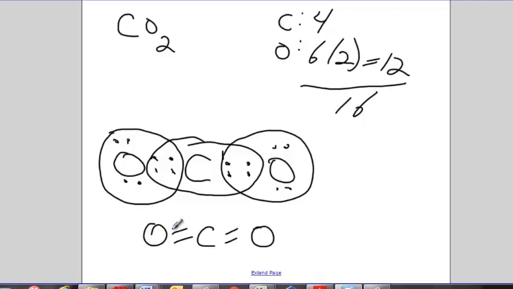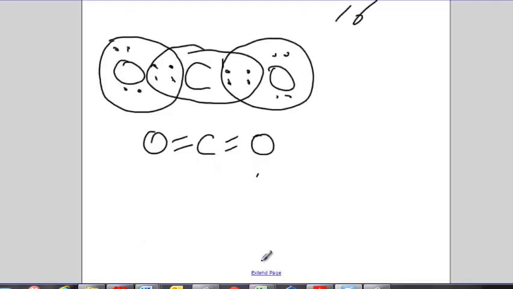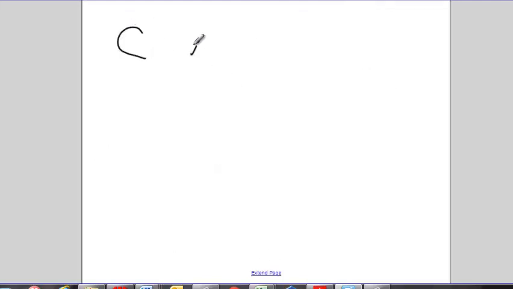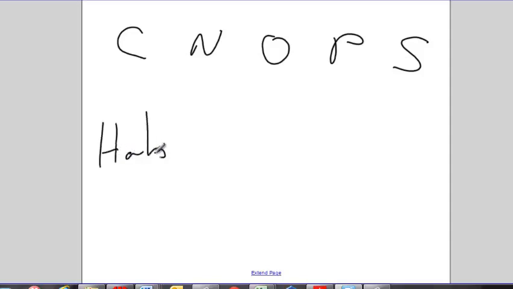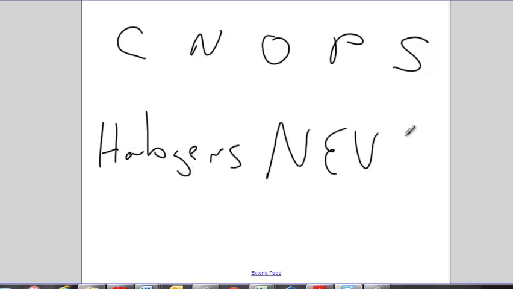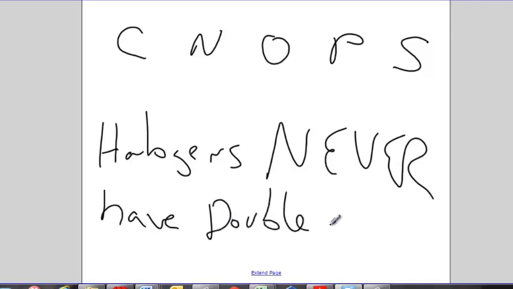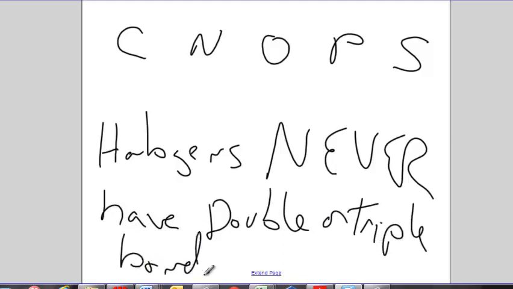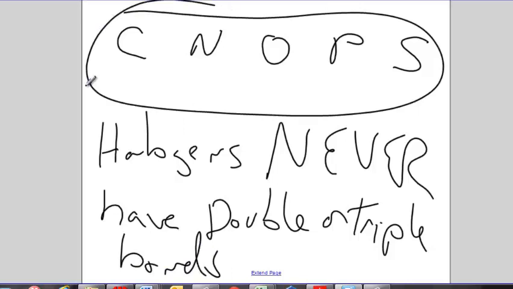Now, once I show people double bonds, suddenly everything's got a double bond. The only things that are allowed to be double bonds: carbon, nitrogen, oxygen, phosphorus, sulfur. Those are the only elements that have double or triple bonds, and only amongst each other. Okay? Halogens never have anything but single bonds. Never double or triple bonds. Okay? Only these guys and only with each other.